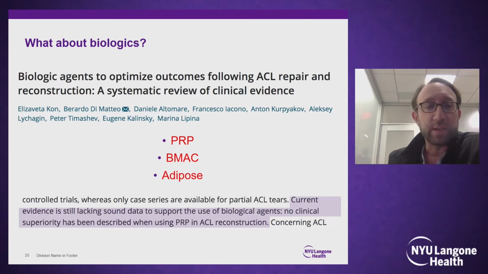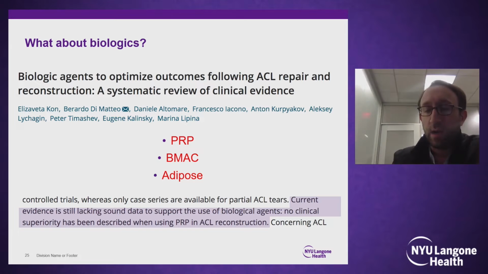And what they found was that current evidence is still lacking sound data to support the use of biological agents, and that no clinical superiority has been described when using PRP in ACL reconstruction. So unfortunately, although this is something that's being highly studied, we still don't have adequate data showing superiority. What we do know is that there are increased costs, but the superiority question is certainly still out there to be determined.